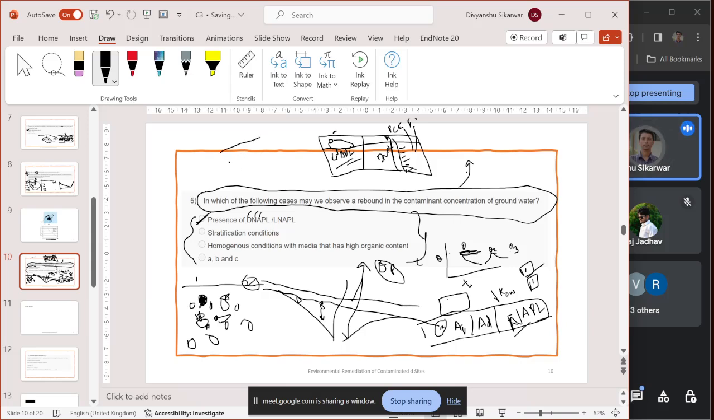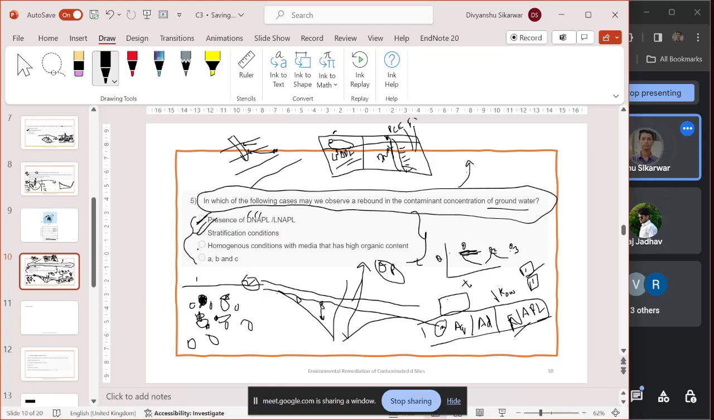If we have different layers of soil, different layers of soil means different permeability might be there. So if a well is there, and if permeability is different, that means contaminant present in two different layers won't reach the well at the same time, right? So there will be variation. There will be a rebound in contaminant concentration of groundwater because of stratification also. Stratification is also correct.